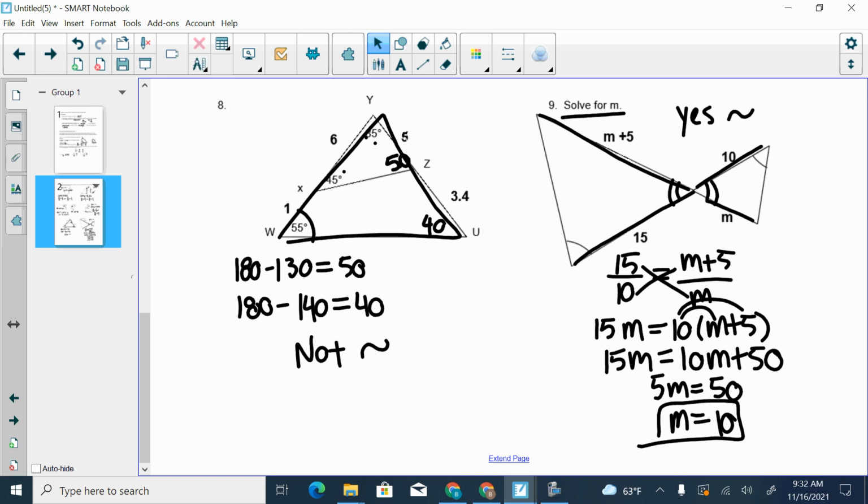So since all we had to do was solve for m, we were able to do that. They did not ask for a similarity statement on this one. However, if you wanted to give one, you would need to name your vertices some points or letters so that you could make such a similarity statement as we did on some of the prior examples.